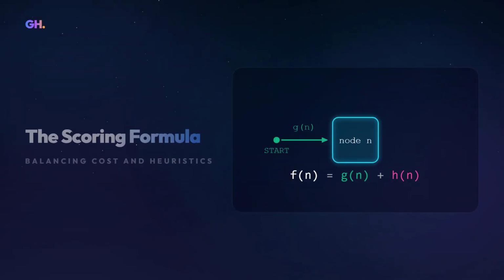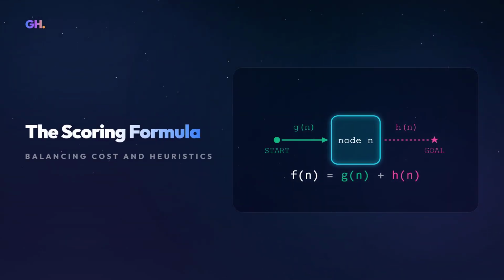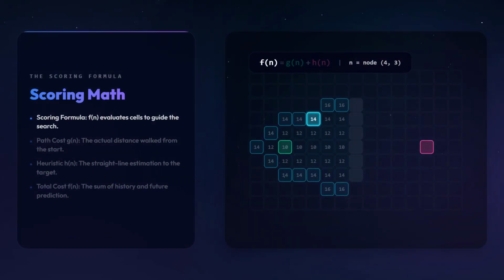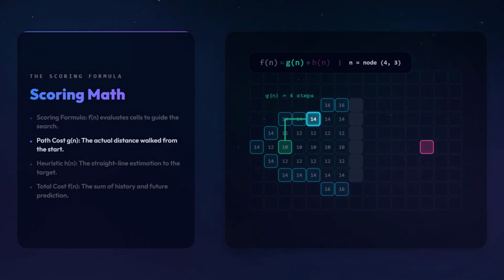To balance past progress with future estimates, A* uses a simple but powerful scoring formula. To guide the search, every grid cell is evaluated using a total cost score, the F-score. To calculate this total F-score, we first use the G-score, which represents the actual path cost already spent to reach this cell from the start.